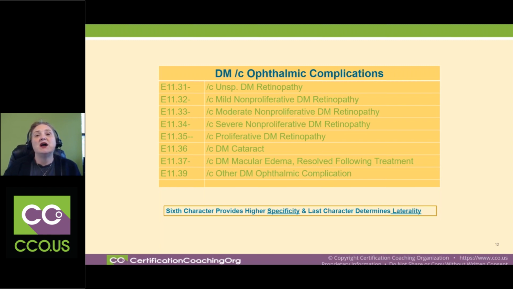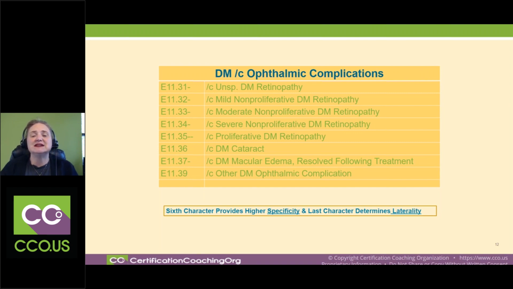So 1 is going to be unspecified diabetic retinopathy. And then 2 is mild non-proliferative diabetic retinopathy. Now, if you don't know what these mean, I would take some time to go look them up. 3 is moderate non-proliferative retinopathy. 4 is severe. And then 5 is proliferative. All the others are non. So this is proliferative diabetic retinopathy.